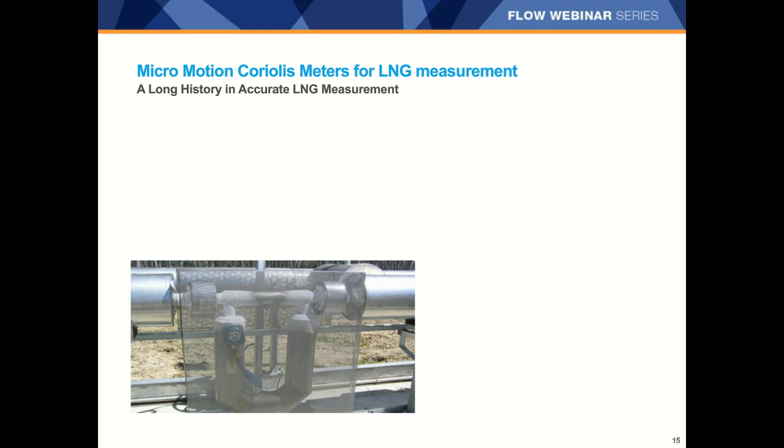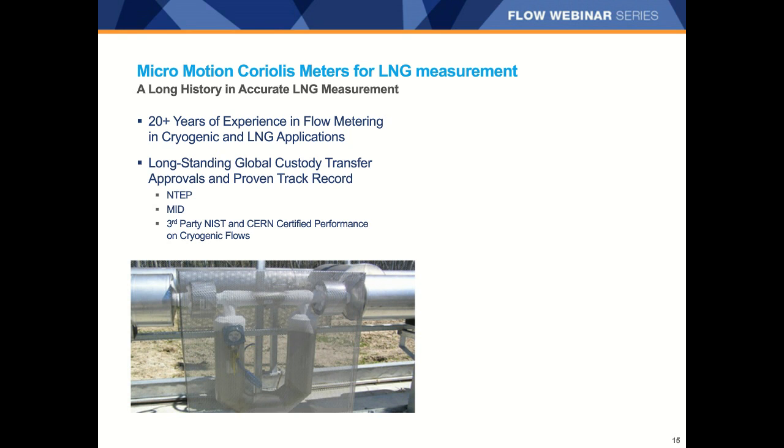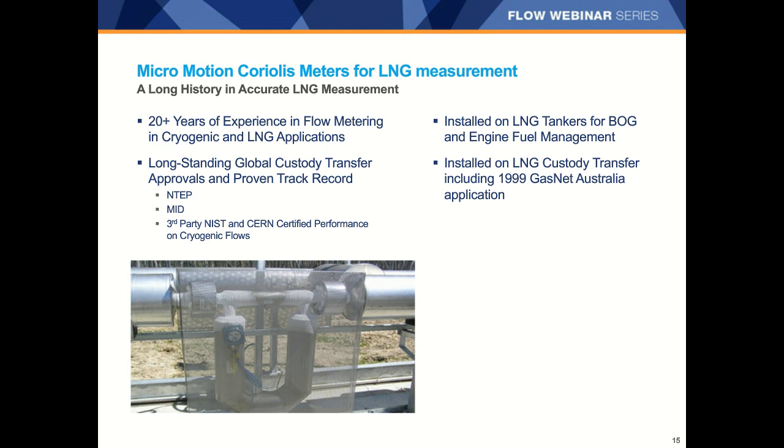Micro Motion Coriolis meters have a long history in a wide range of successful LNG applications around the world. The use of Micro Motion meters in cryogenic liquids and LNG measurement dates back over 20 years, and this experience includes the official certification and/or approvals of Micro Motion meters for custody transfer measurement of cryogenic liquids that was issued by NTEP in the US and MID in Europe. Micro Motion meters have been used on LNG tankers for boil-off gas and engine fuel management. They were installed as early as 1999 in Australia by GasNet.